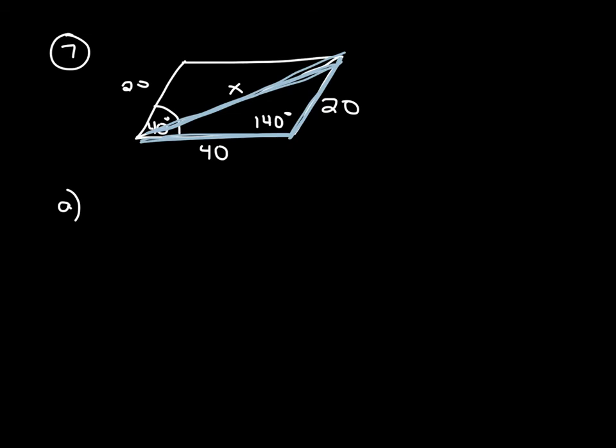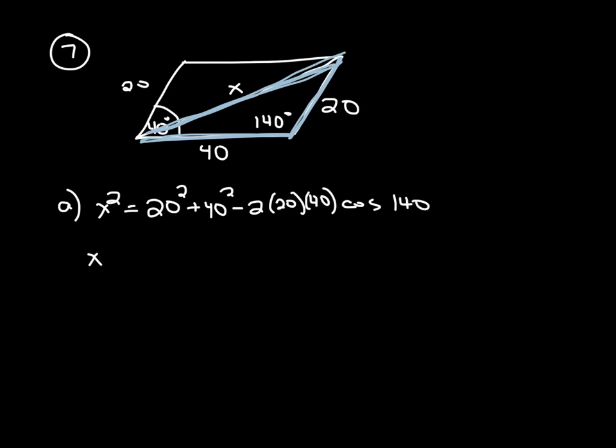And since I labeled the side we're looking for as an x, I'm just going to write law of cosines as x squared. And that's going to be equal to the sum of the squares of the other two sides, so 20 squared plus 40 squared, minus 2 times the product of the other two sides, so 2 times 20 times 40, times cosine of the angle that's across from the side we're looking for, so cosine of 140. Okay, so whenever you're looking for a side, you can just plug this entire thing in your calculator just like you see it.